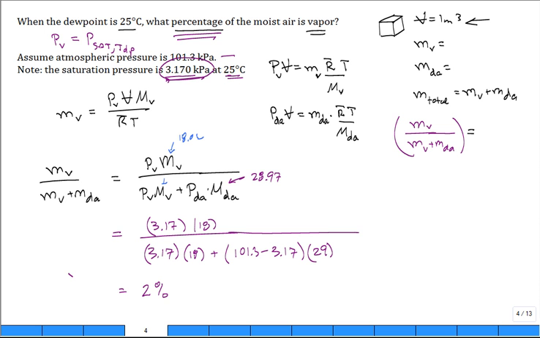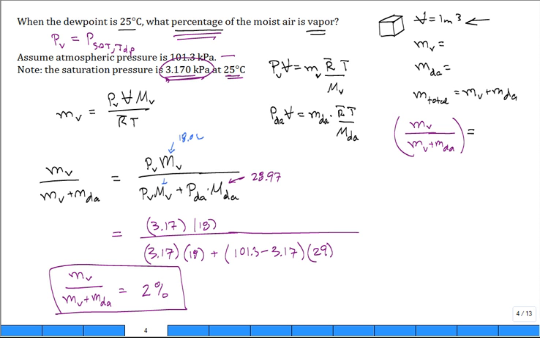So the water constitutes 2%. Water vapor constitutes 2% of the mass of moist air when it has a dew point temperature of 25 degrees C. That's a lot of water vapor in the air.